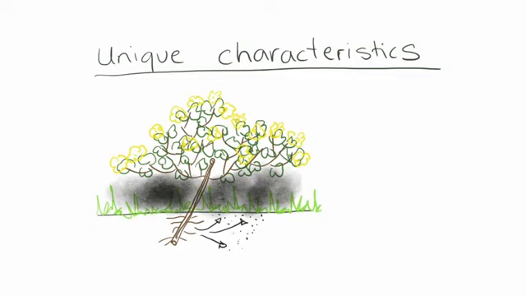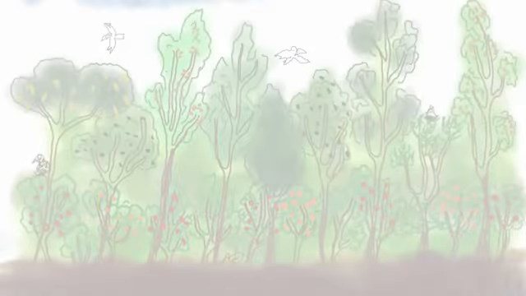The environment that the Tithonia creates becomes this nurse environment for those trees to germinate and push up through the Tithonia and become a forest again. So in this sense, the Tithonia is a forerunner of the forest.